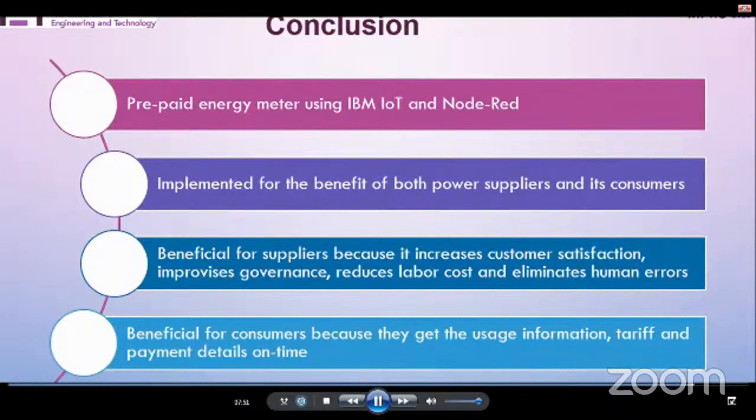This is the slide for drawing concluding remarks. It is worth mentioning that this paper is all about a prepaid energy meter implemented for the benefit of both power suppliers and their consumers. IBM IoT and Node-RED software are utilized to implement the solution.